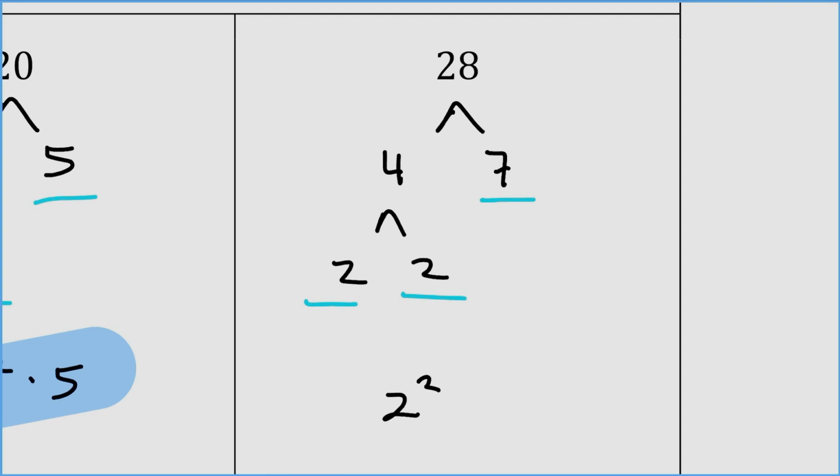28. Break that apart into a 4 and a 7. 7 is prime. 4 breaks into 2 and 2, which are both prime. So your answer here is 2 squared times 7.